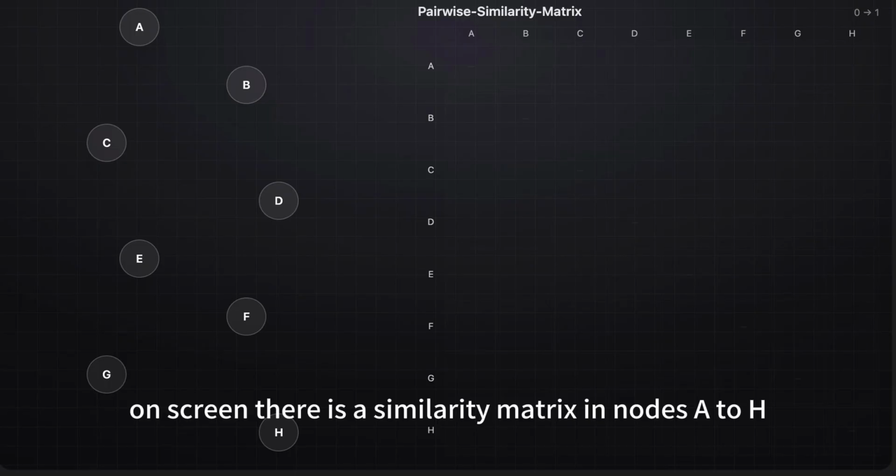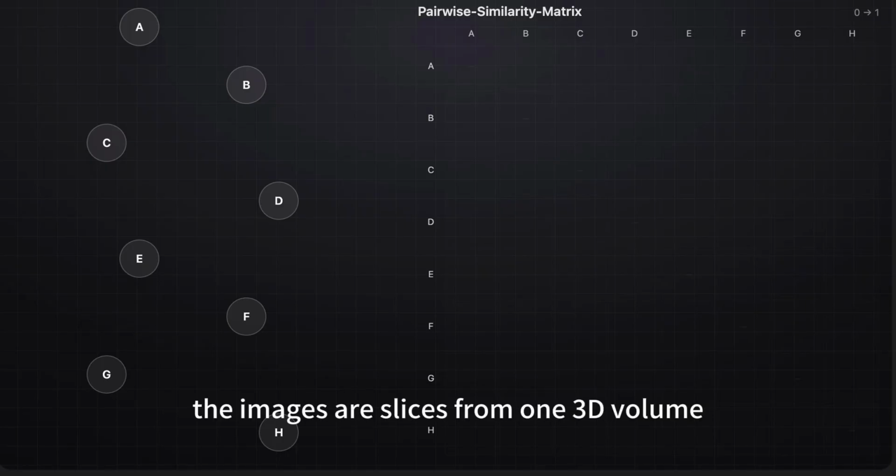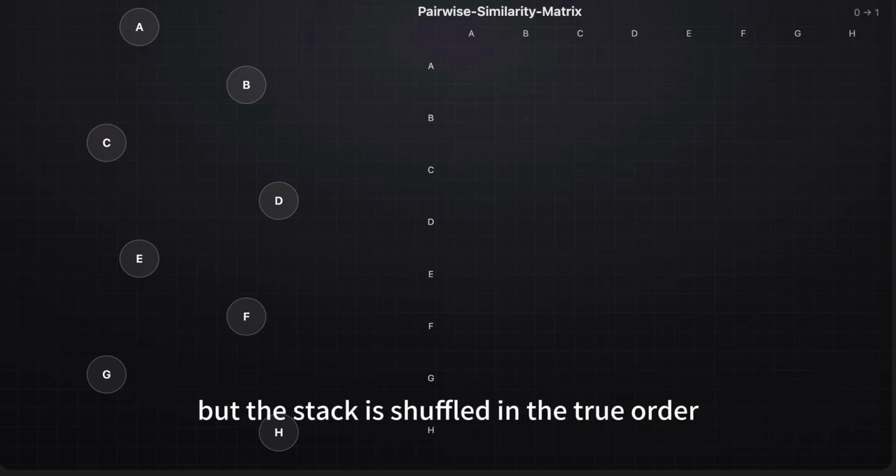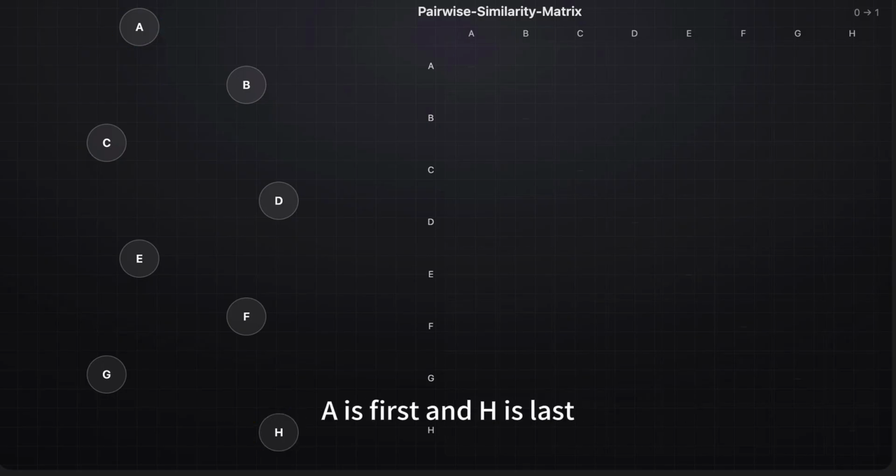On screen, there is a similarity matrix and nodes A to H. These nodes can be images that are slices from one 3D volume, but the stack is shuffled. In the true order, A is first and H is last. Our job is to recover only the order.